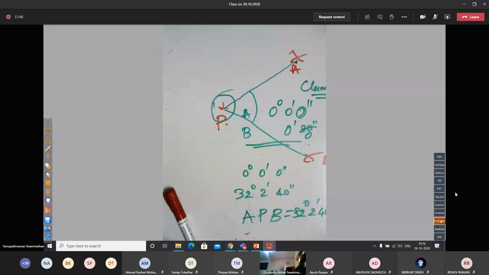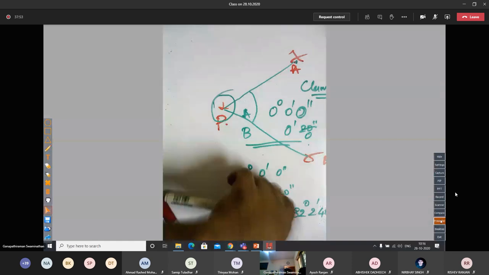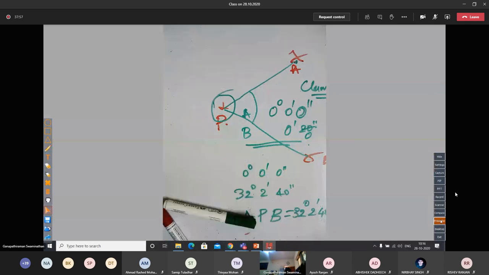So how do I do it? First use the upper clamp. Set the reading of the vernier as 0 degree, 0 minute and 0 second, and clamp the upper clamp. So I arrest the movement of the upper. And for finer movement, you have got what is called a tangent screw. The tangent screw is used for the finer movement.